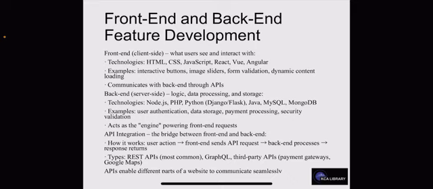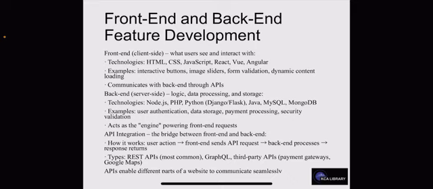The front end can be seen as the client side, that is what users see and interact with. The technologies used are HTML, CSS, JavaScript, React, Vue, Angular, and so on. Examples are interactive buttons, image sliders, form validation, and dynamic content loading. It communicates with the back end through APIs.